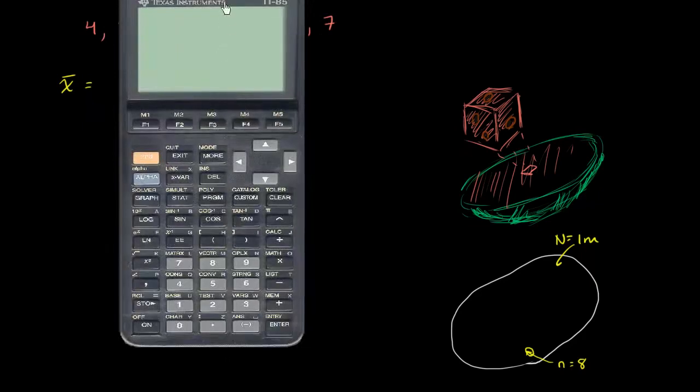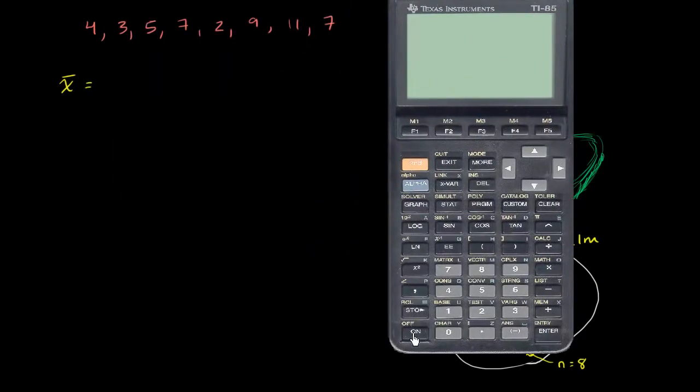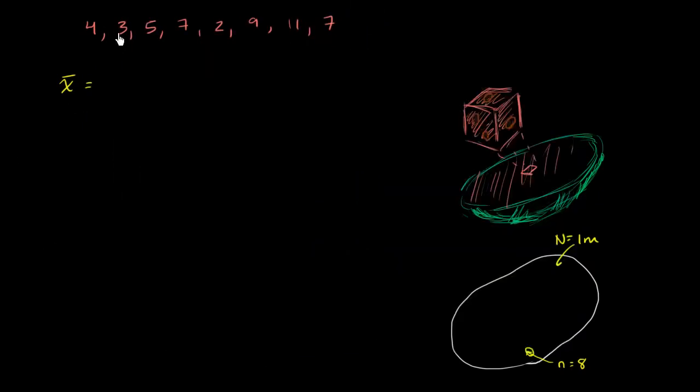So let's get our calculator out for that. Actually, maybe I don't need my calculator. Let's see. So 4 plus 3 is 7. 7 plus 5 is 12. 12 plus 7 is 19. 19 plus 2 is 21. Plus 9 is 30. Plus 11 is 41. Plus 7 is 48. So I'm going to get 48 over 8 data points. So this worked out quite well. 48 divided by 8 is equal to 6. So our sample mean is 6. It's our estimate of what the population mean might be.